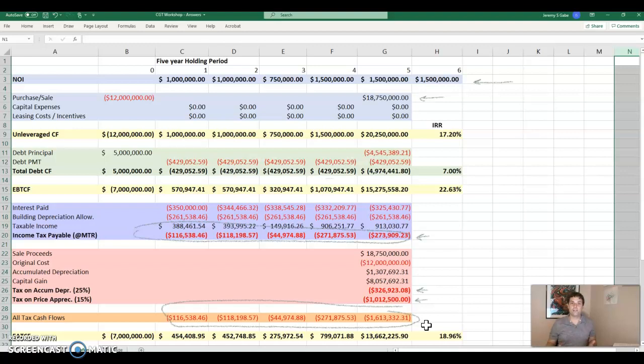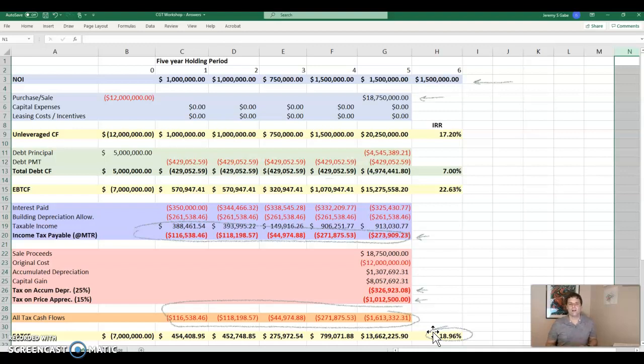Therefore you should expect your equity after tax cash flow IRR, down here in the bottom, the 18.96, to be less than my equity before tax cash flow, which makes sense, right? Taxes are all about having our returns reduced by the obligation to pay tax to the government.